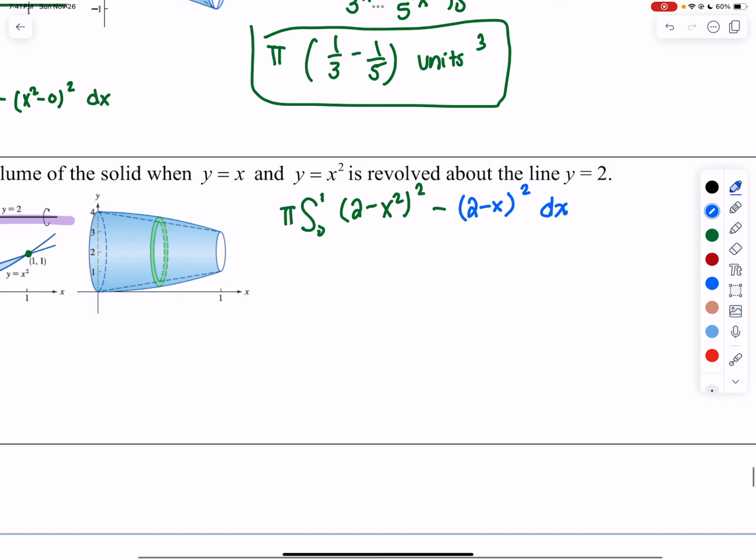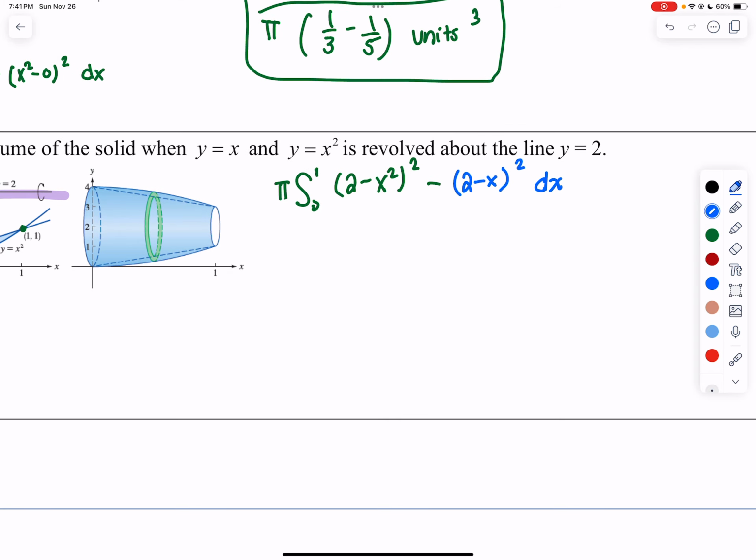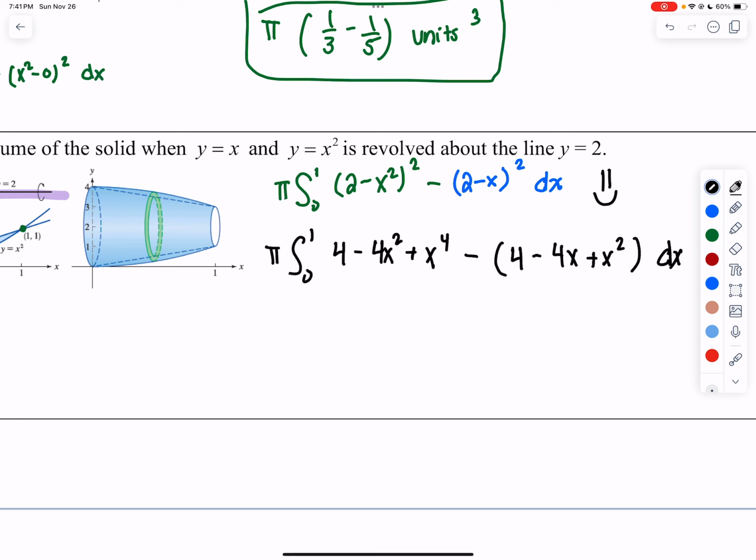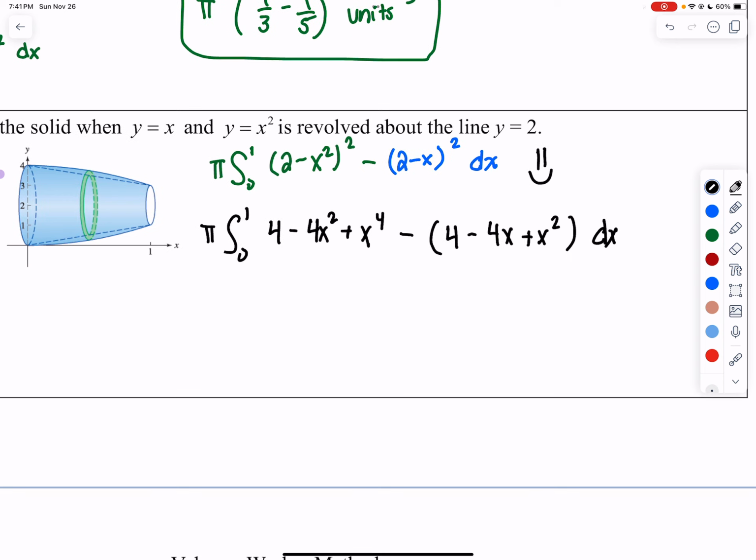All right. At this point, once you have the set up, I'll be very happy. But of course, I'll be even happier if you give me the correct answer. So that's going to give me 4 minus 4x squared plus x to the 4th minus 4 minus 4x plus x squared dx. And then you're just going to simplify this, make it pretty, and see what happens.